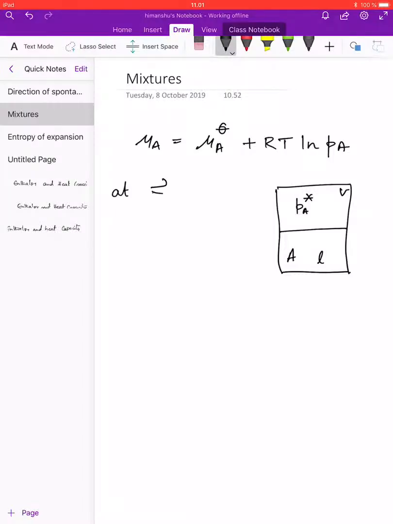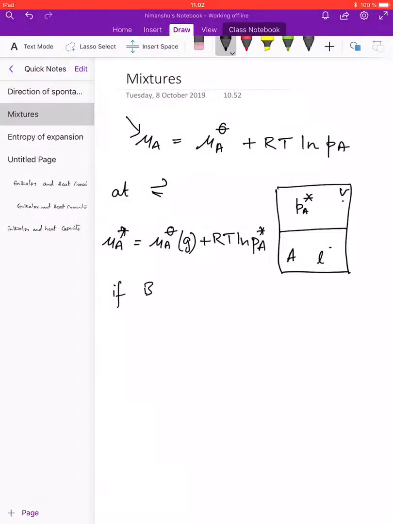At equilibrium, the chemical potential in the liquid phase and the vapor phase must be the same. So we can write that the chemical potential of pure A in the liquid phase is equal to the chemical potential of A in the gas phase, the standard chemical potential of the gas plus RT log of PA, and now we have a star because this is pure A. So PA star is the vapor pressure of A.